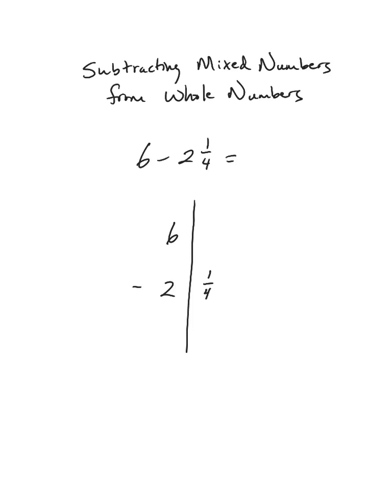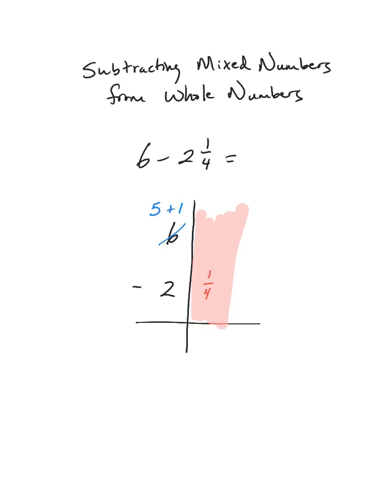Just like with subtracting fractions from whole numbers, I need to find out if I can take my fraction away, if I have something to take it away from. So I'm going to look at the fraction number column right here, and I don't see anything above 1/4, so I'm going to have to do some regrouping. So I'm going to think of this 6 right here as the same thing as 5 plus 1 whole.